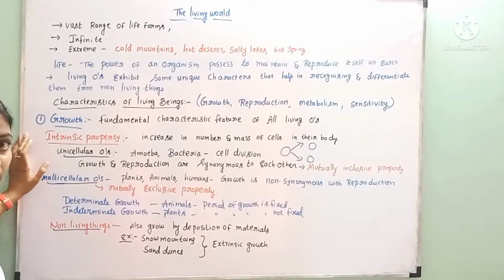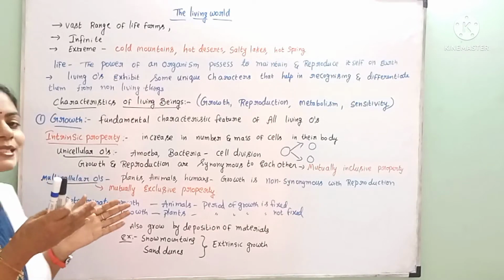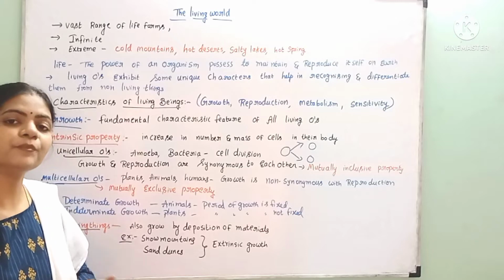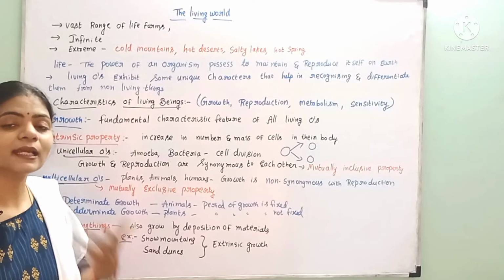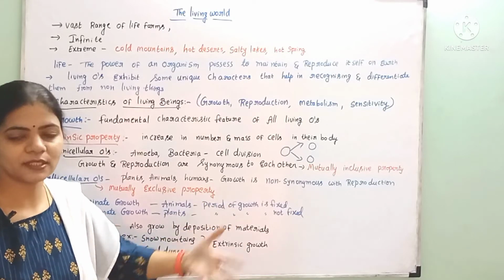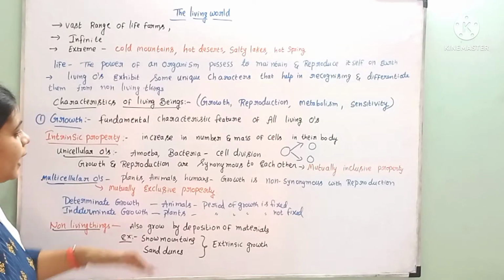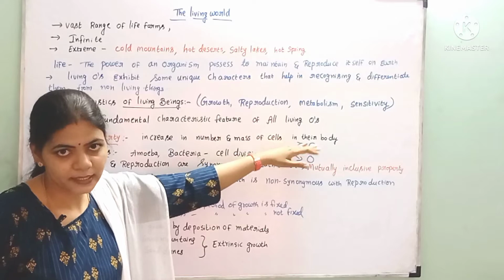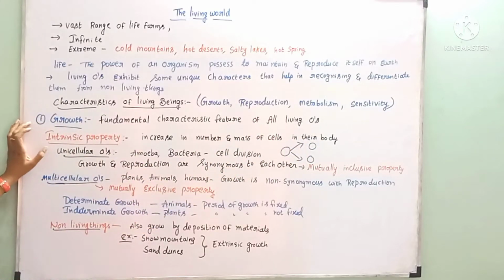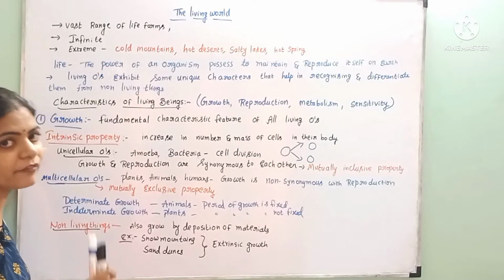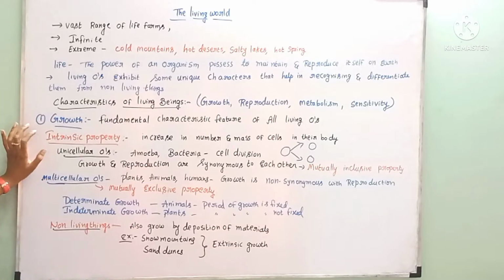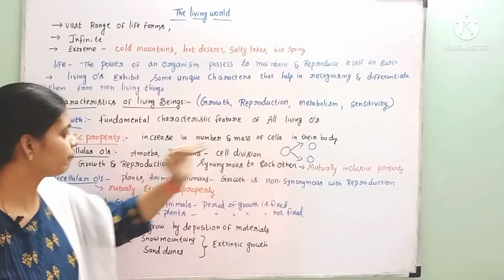That means in living organisms, by means of cell division, the number of cells increases. By the increase in cells, the mass of the cells, that is the weight of the body, also increases. That leads to growth, and it occurs in the body, right? Hence, it is an intrinsic property. Growth is an intrinsic property in living organisms. So we need to remember this: growth is an intrinsic property, that means growth occurs in the body.